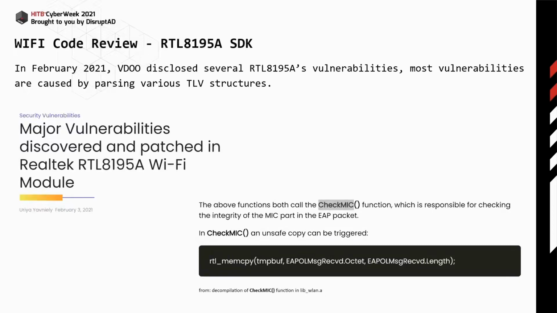After analysis, I found that these vulnerabilities are mainly caused by not checking the data length when processing some TLV data structures in the Wi-Fi frame, such as the EAPOL frame. The right picture in the slide is one of the bugs. You can see that when the length of the EAPOL message is greater than the length of the temp buffer, memcpy will cause overflow when copying data to the temp buffer.